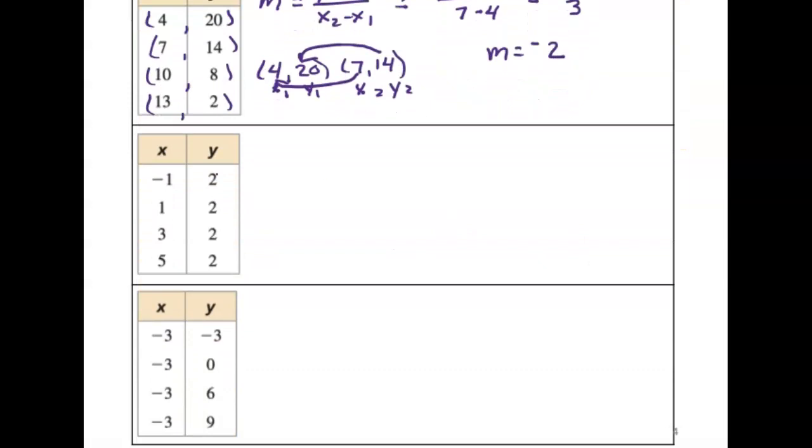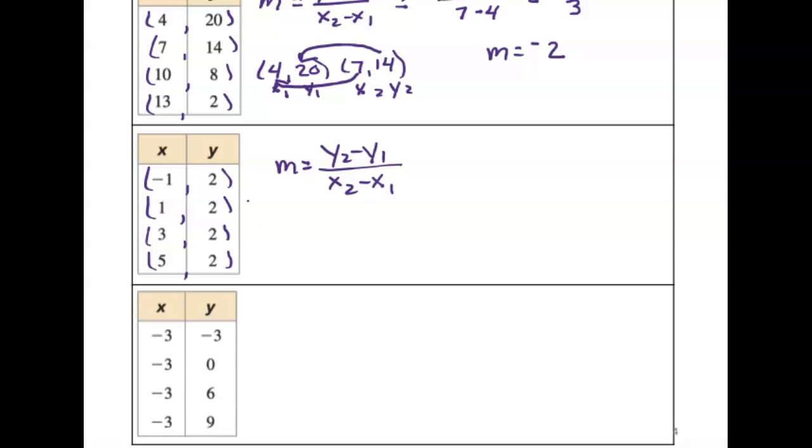All right. Again, we have a table. In a table, we just have a series of ordered pairs or coordinates. There happens to be 4 in this table as well. And we could use any of the 4. So let's go ahead and write our formula. Our slope equals y2 minus y1 over x2 minus x1.